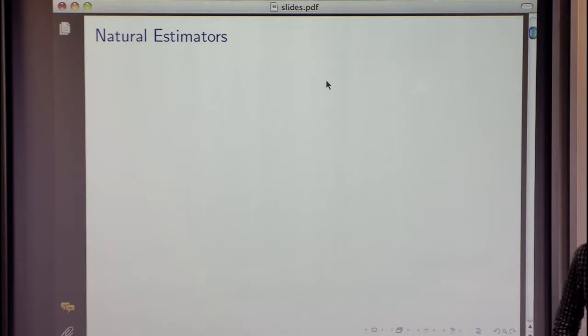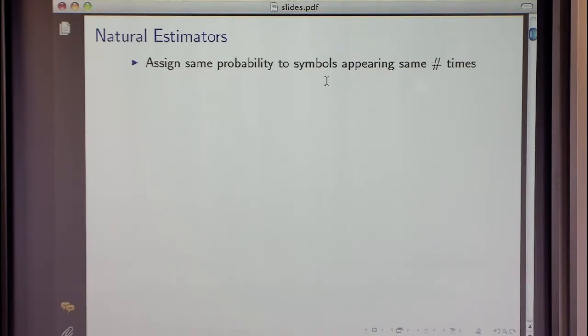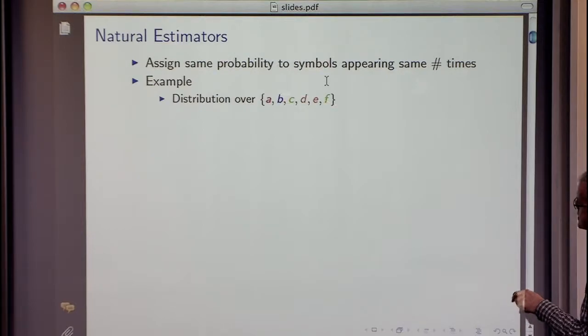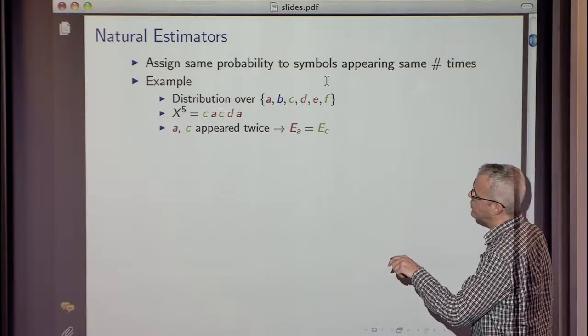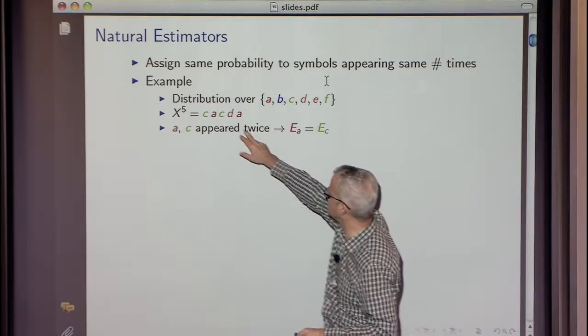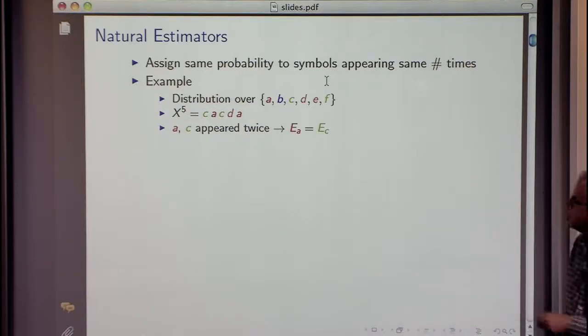So okay, that's where we are. Every natural estimator that you can think of will assign the same probability to all symbols that appear the same number of times. So for example, suppose that you have a distribution over the first 6 letters, A to F. And let's say you took 5 samples and you get C, A, C, D, A, for example. A and C both appeared twice. So any reasonable estimator that you'll come up with will give the same probability to A and to C, right?